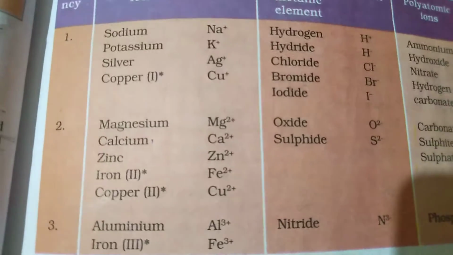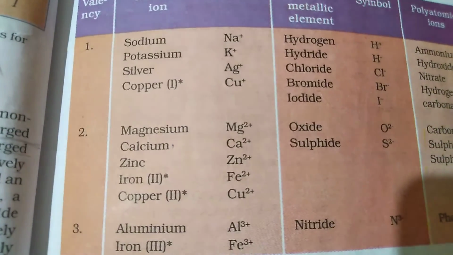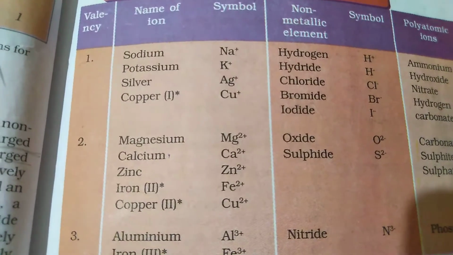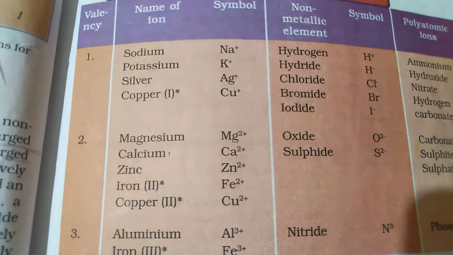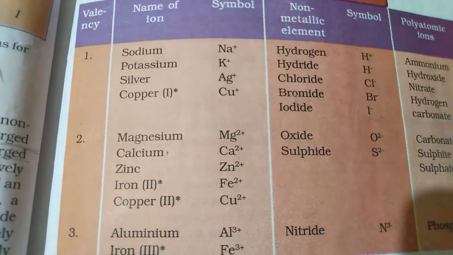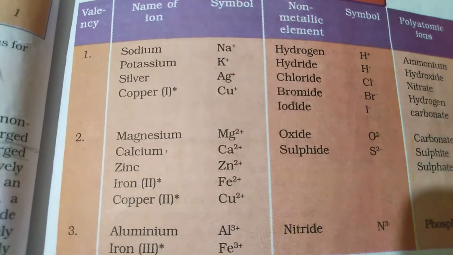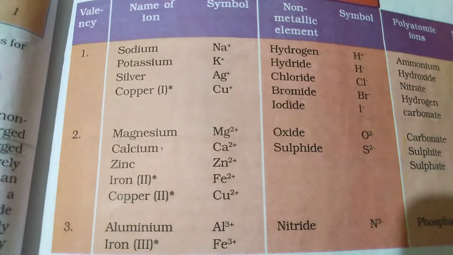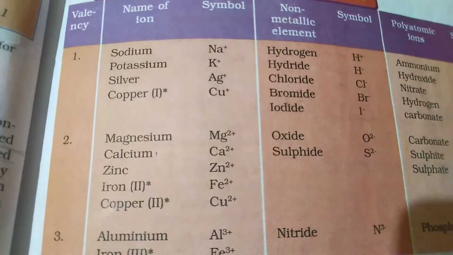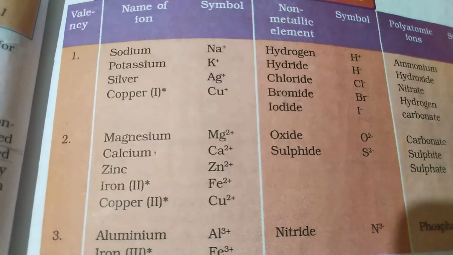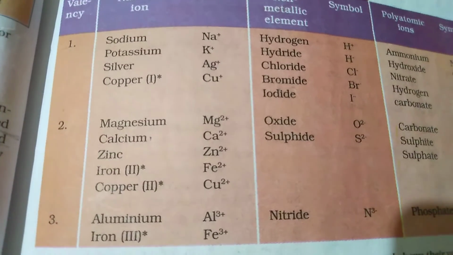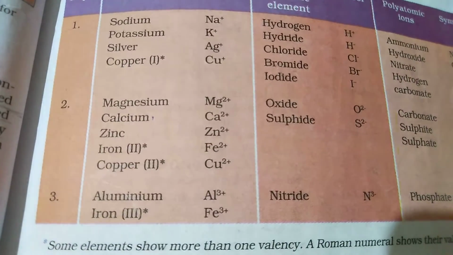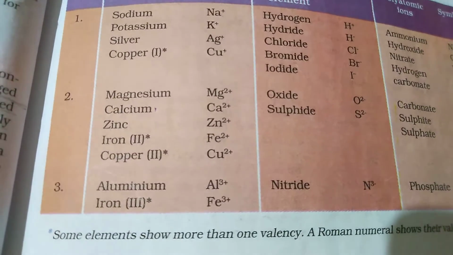When you come to magnesium, it has valency 2. When the charge is more than one, you write the number. Magnesium, Mg2+. Don't write +2, you have to write 2+. The ion charge is written in the upper right, and the number of atoms is written on the right side in the subscript. Okay. Calcium 2+, valency 2. Zinc, Zn2+. Iron, Fe2+. Copper, Cu2+.